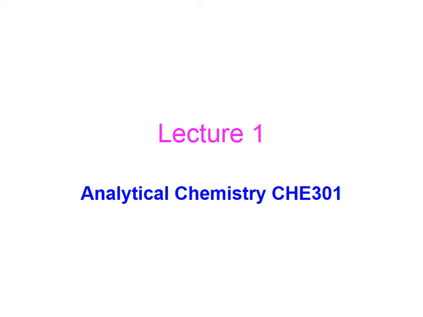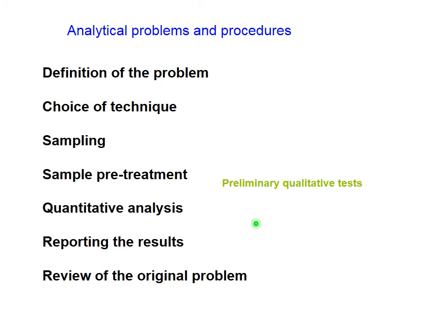Hi, we are starting the very first lecture with Analytical Chemistry 301. So, analytical problems and procedures for quantitative analysis can be described by number of flow charts. One of flow charts you can see in your textbook. Here I'm presenting a very similar one.